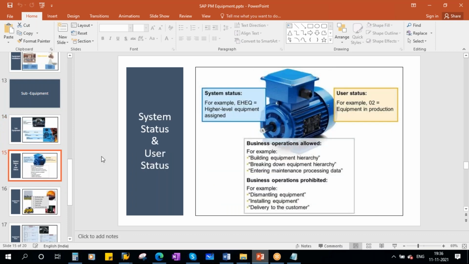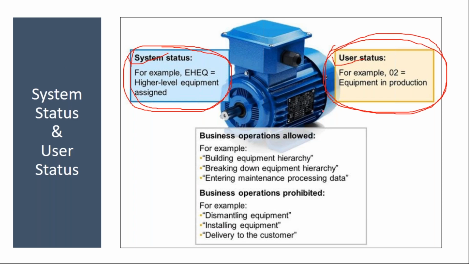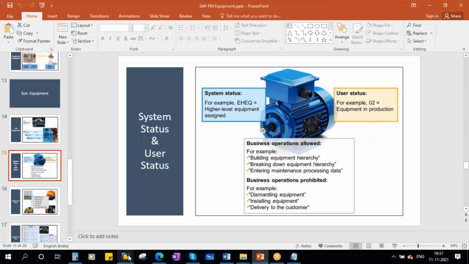Okay. Now we have just discussed the status, but normally there are two types of statuses. One is system status, another one is user status. System status is assigned by the system automatically. It is standard SAP. Whereas user status we can define freely as per our requirement. This I will show you when we go to configuration. This can be freely defined as per our requirement, but system status is standard SAP. The one which I showed you already, the system status.